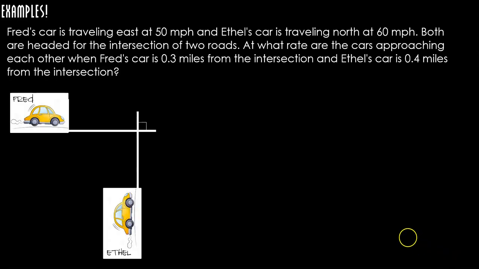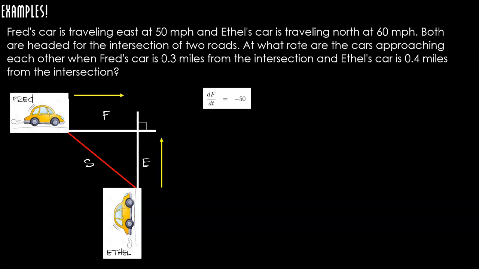So let's draw a picture. Yay, there's my cute picture. They have the same cars. Fred's car is heading to the east. Ethel's car is heading north. Let's label this distance F for Fred and this distance E for Ethel. This is the distance we care about. I could label it D for distance, but I hate saying dD/dt. It's just too many D's, so I'm going to call it S.